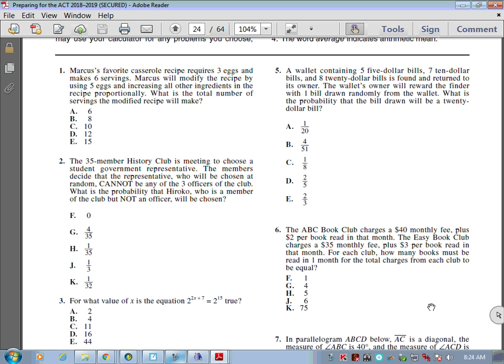Okay, a wallet containing 5 $5 bills, 7 $10 bills, 8 $20 bills is found and returned to its owner. The wallet's owner will reward the finder with 1 bill drawn from the wallet. What is the probability that the bill drawn will be a $20 bill? Haley, can you tell me what probability is?